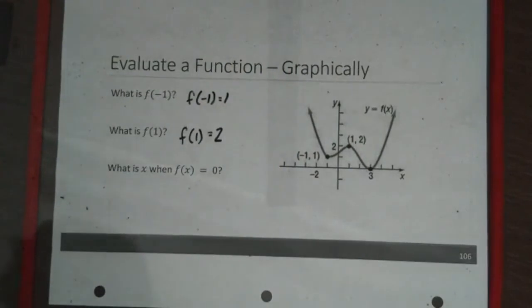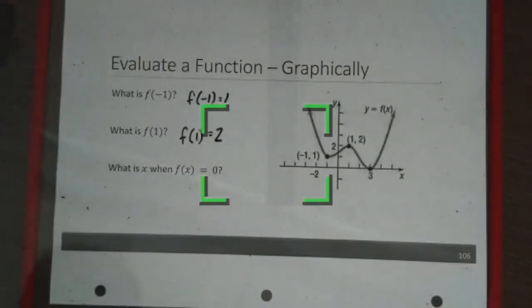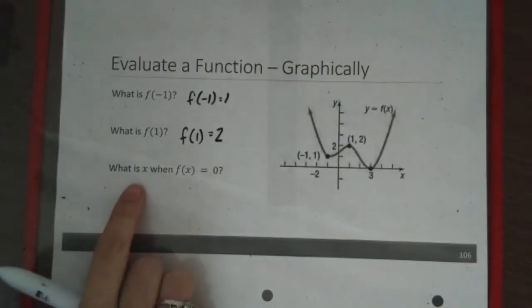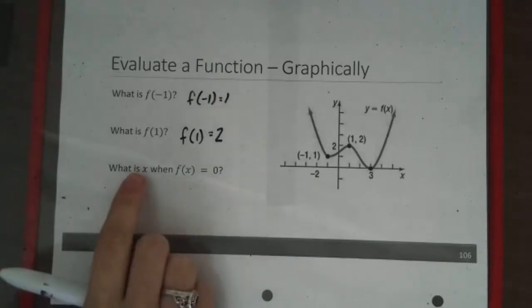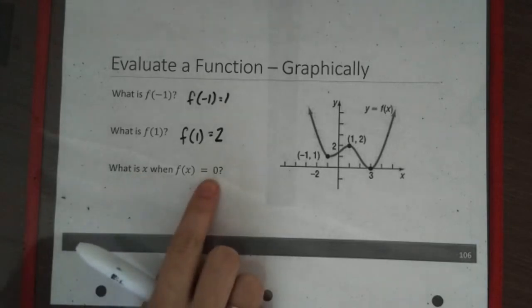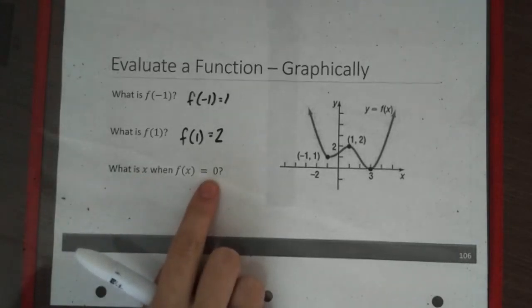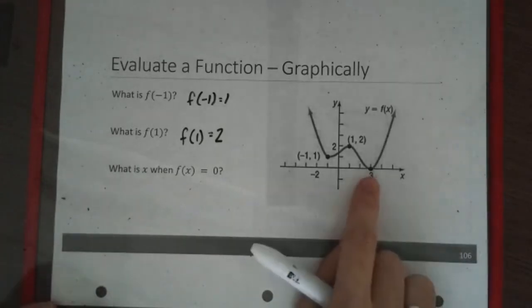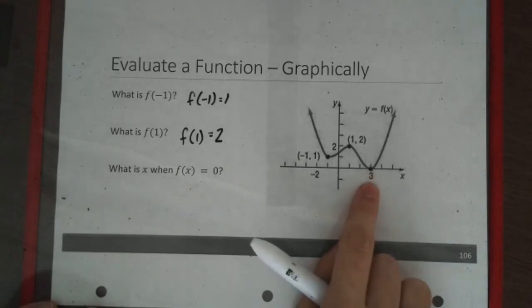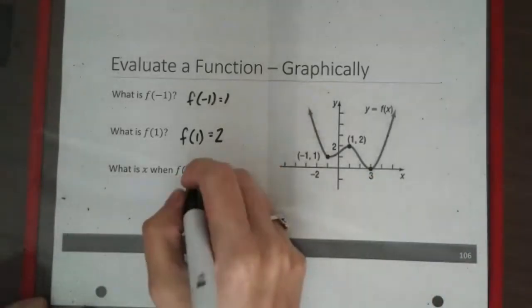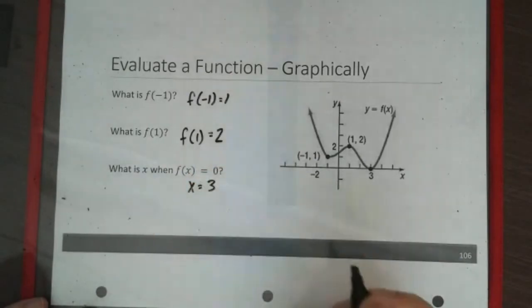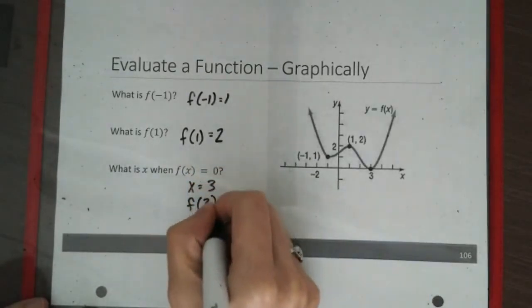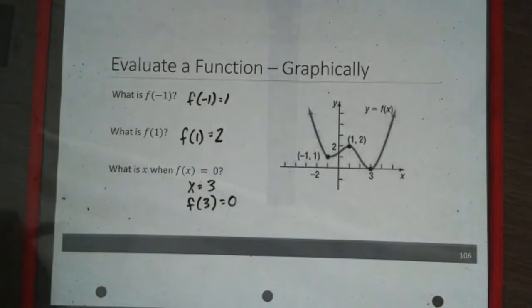This last question is different than the previous two. It says, what is x when f of x equals 0? We are looking for an x value. They're telling us the function value, or the y value, is 0. So what is the x value? So I need to find where on my graph the y value is 0. That happens right here at an x value of 3. So the x value of 3 makes that true. So f of 3 is equal to 0. That's how we would write the full statement.